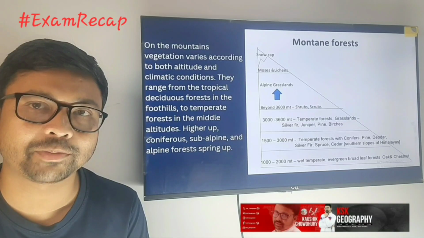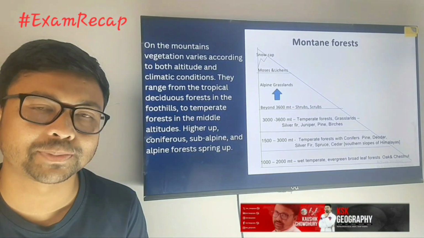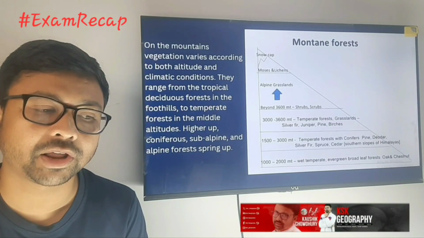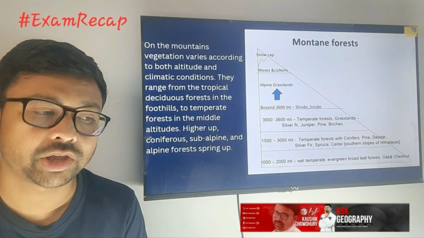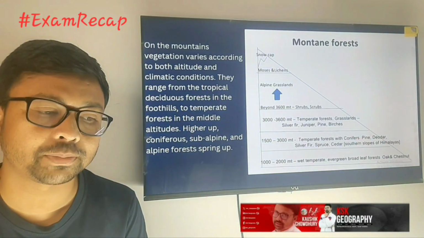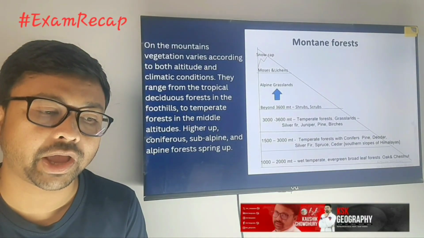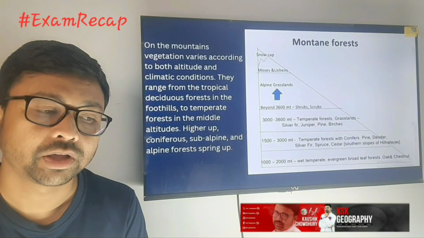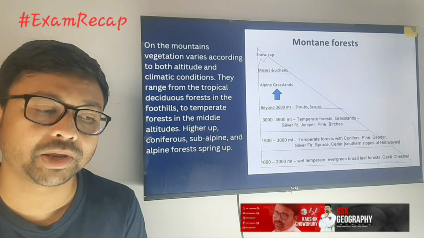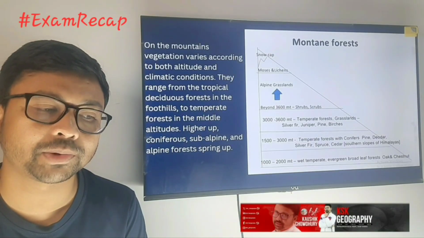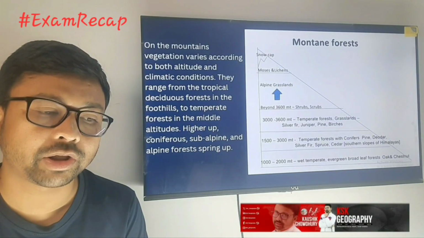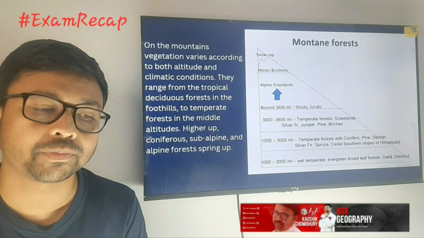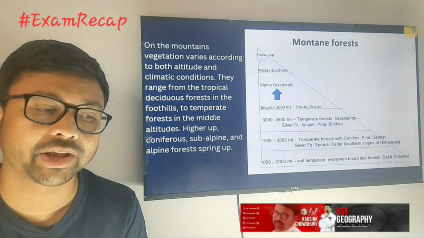Next, mountain vegetation. Remember, mountain vegetation is a type of mixed vegetation. As the height increases, the temperature decreases, so you will get different types of vegetation at different heights. Here you can see in between 1000 to 2000 meters height, you will get wet temperate evergreen broadleaf forest like oak, chestnut. And after that height, in between 1500 meters to 3000 meters, we will get temperate forest with coniferous trees: pine, deodar, silver fir, spruce, cedar, those types of trees you will get.